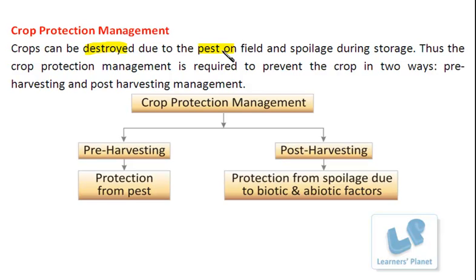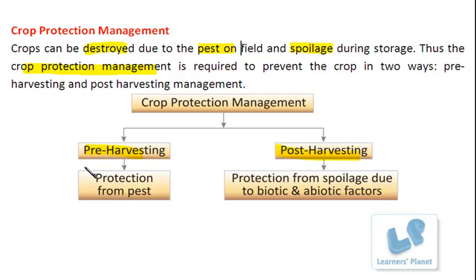The next thing is, on the field we have protected the crops a lot, right? Now after that there is a chance for storage. When these crops are stored, there is of course the possibility of spoilage, and this spoilage can again be because of various reasons. So considering these points, we can say that crop protection management is required in two different stages, right? That is pre-harvesting and post-harvesting. That means prior to the harvesting of the crops from the fields, and after that, during storage.